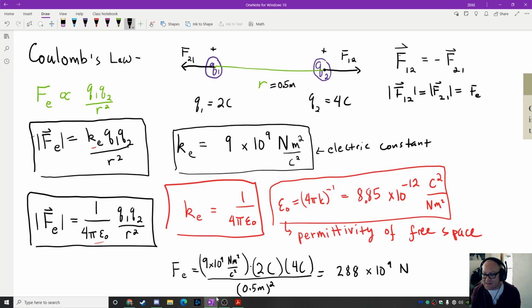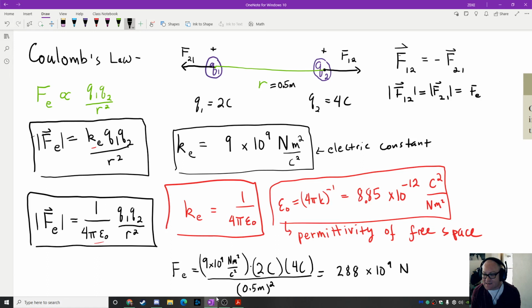So if you divide it by 4, you're going to get 72 times 10 to the... This isn't exact, but it's close. So it's something like 72 times 10 to the 9 pounds. 72 billion. That's gnarly. Yeah, it's a huge number, right? 72 billion pounds. Again, this is because 1 coulomb is a huge amount of charge.